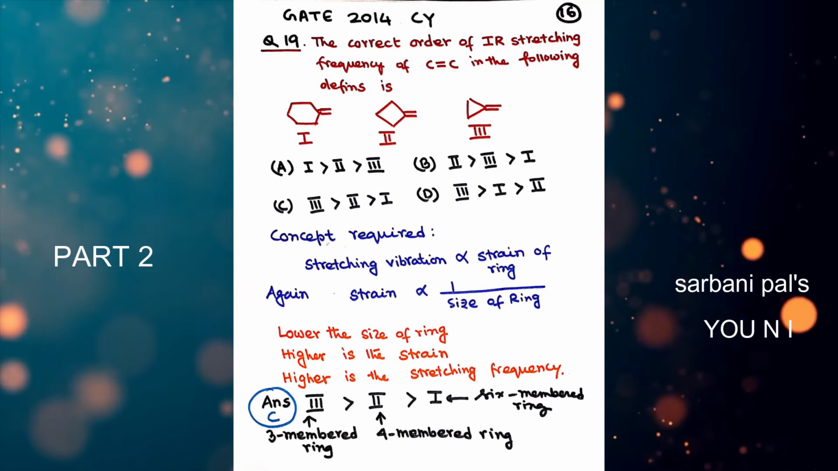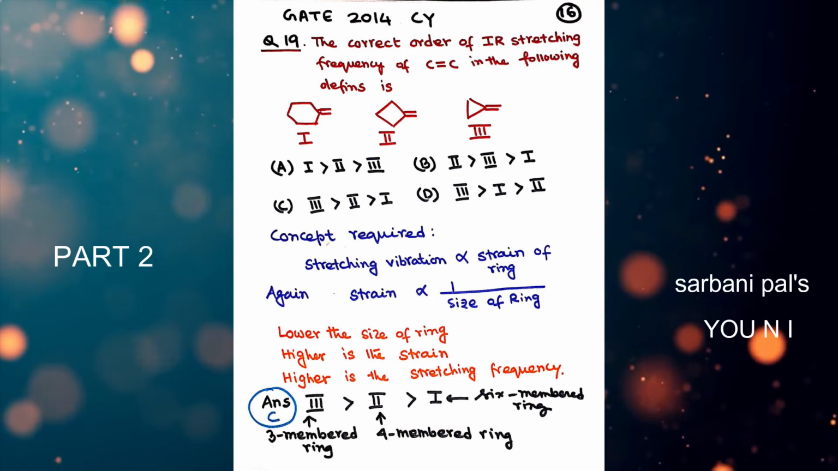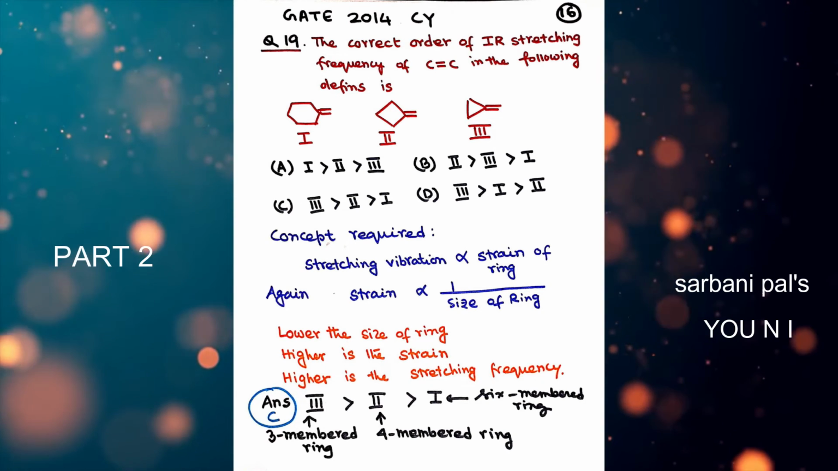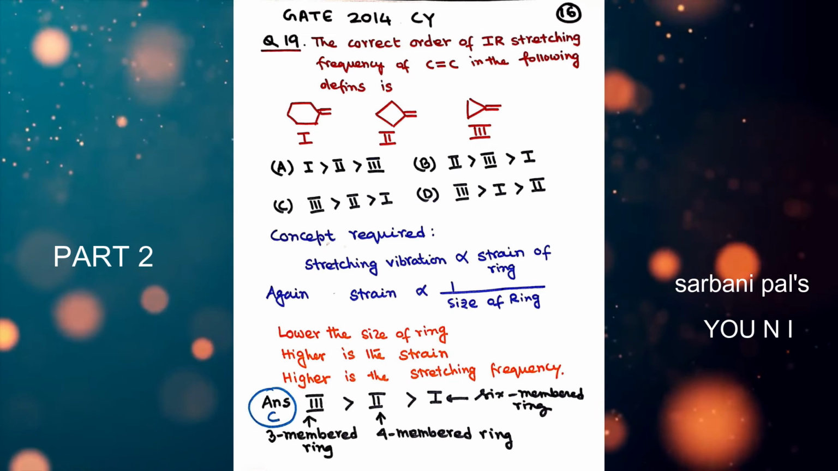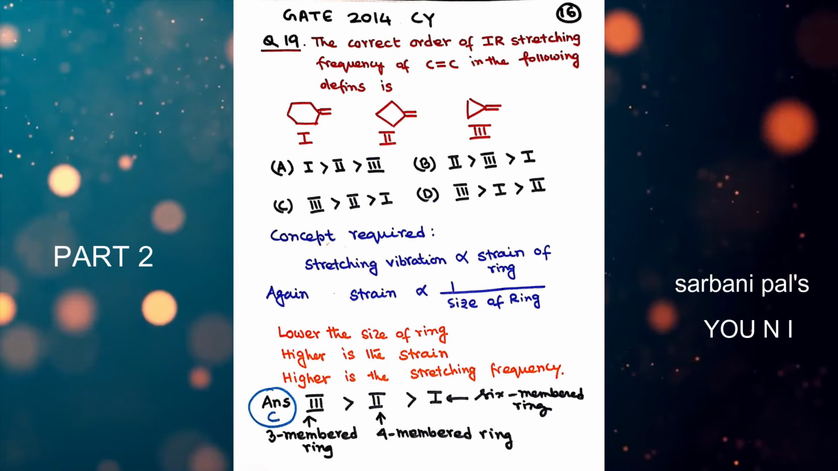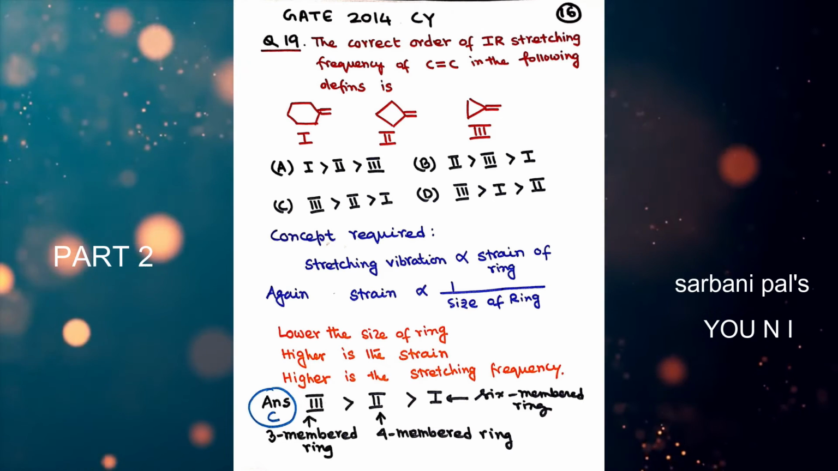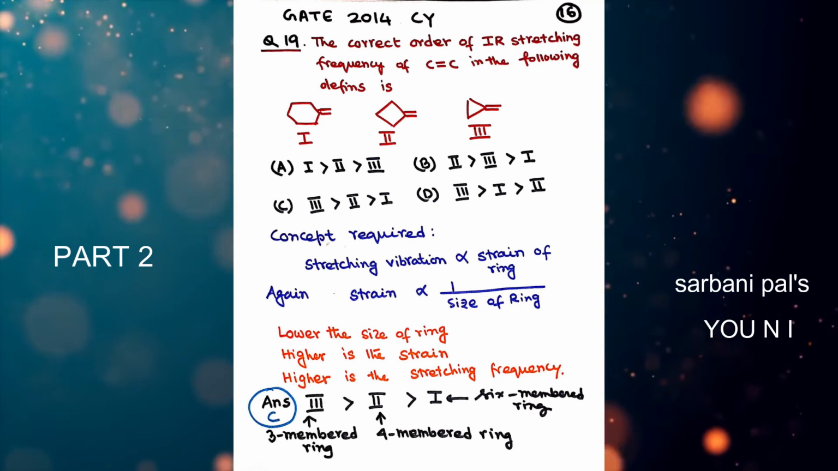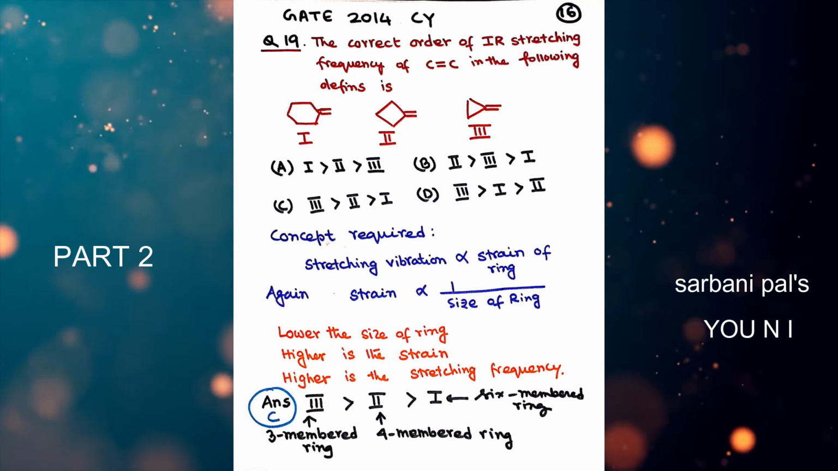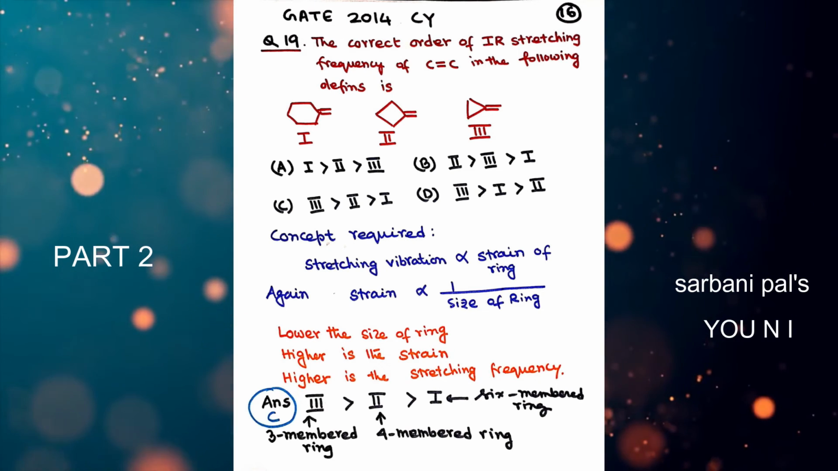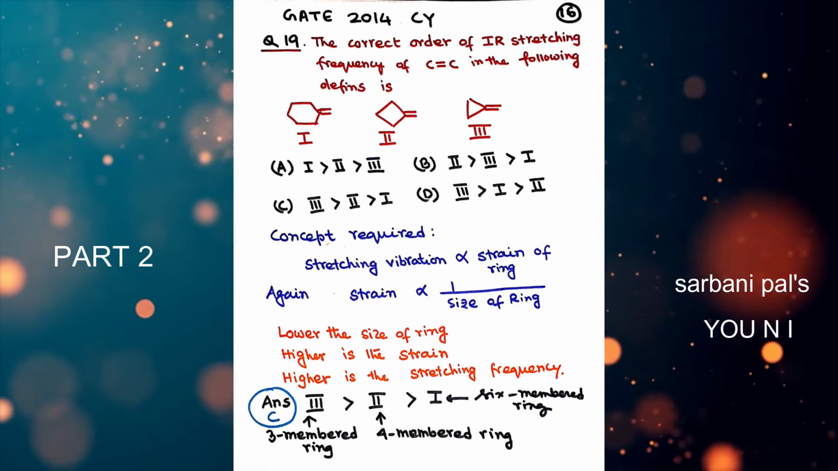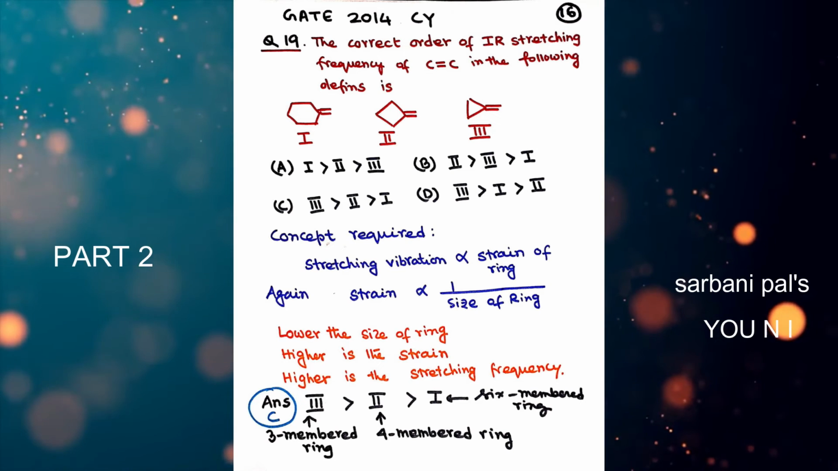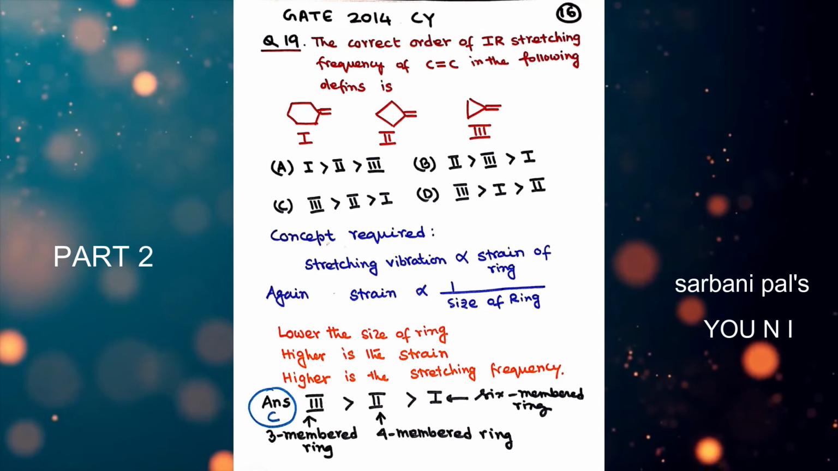We have to answer. Now in order to answer this question, the concept required is that the stretching vibration in IR is directly proportional to the strain of the ring. Means if the strain of the ring is more, then the stretching vibrational frequency also will be more. And another important thing is that the strain is inversely proportional to the size of the ring. Means the lower the size of the ring, the higher the strain, and the higher the stretching frequency.